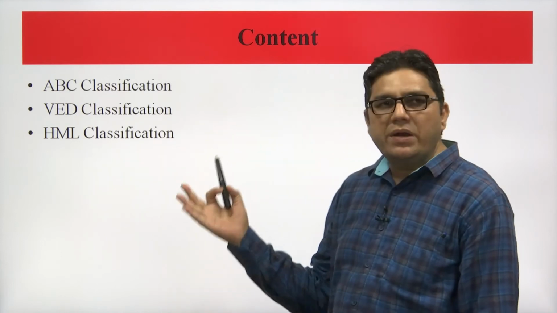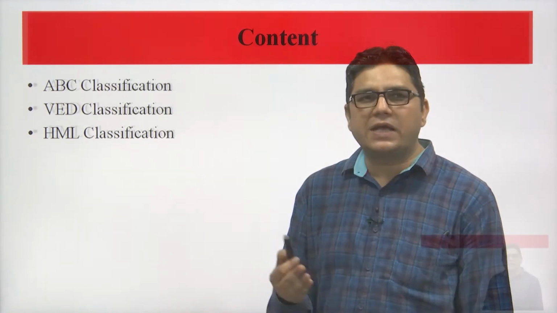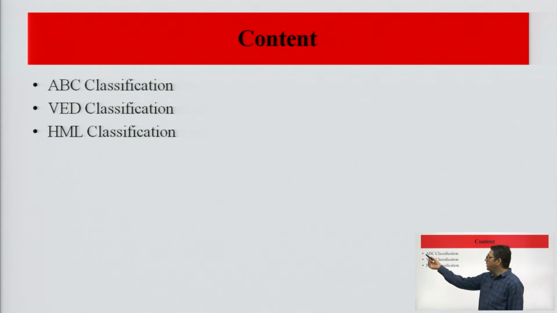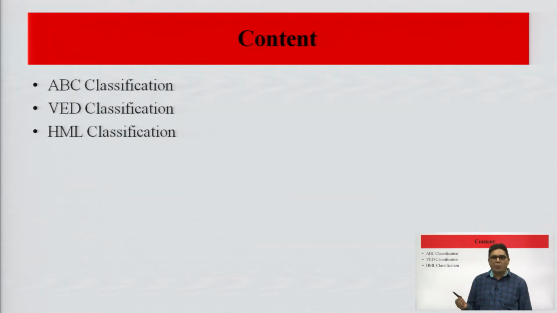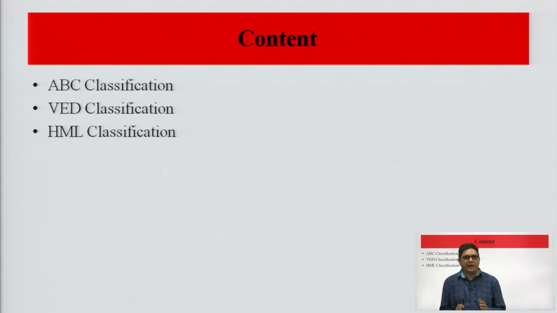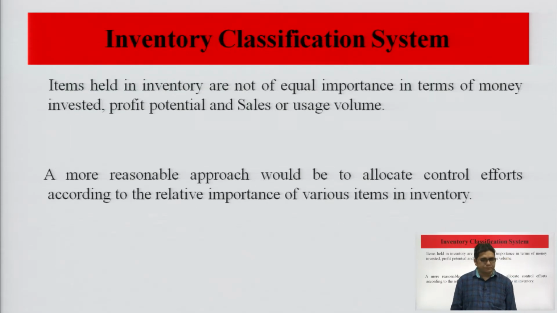This is lecture 22, unit 3, where I am going to discuss inventory classification system. I will discuss various methods through which inventory can be classified. It could be the ABC method of classification. Next, it is VED classification, and next it is HML classification. So, these are the different techniques and methods through which items can be classified in a particular organization.